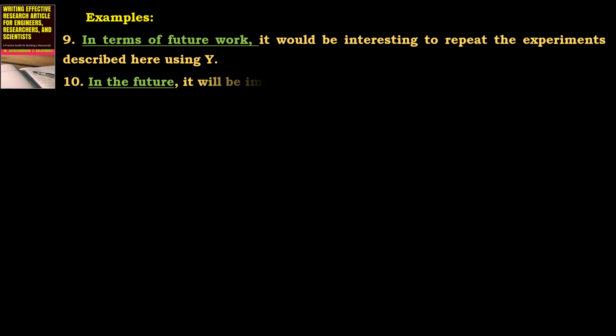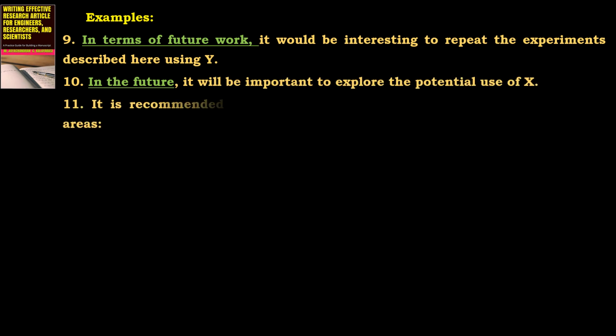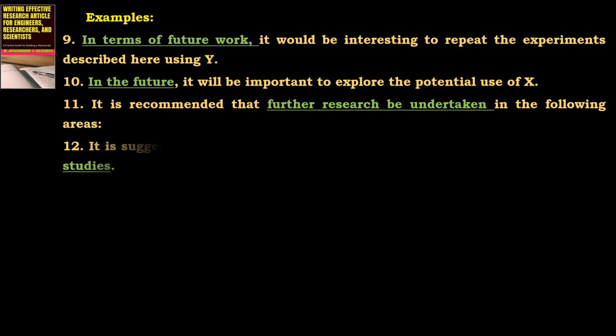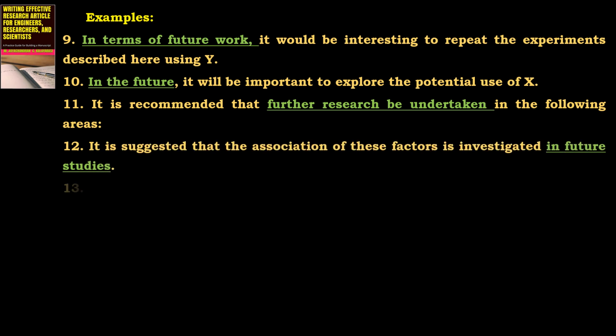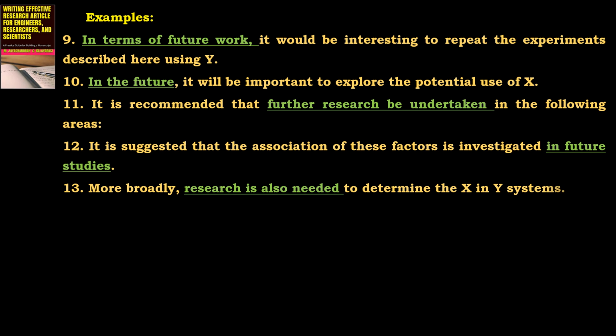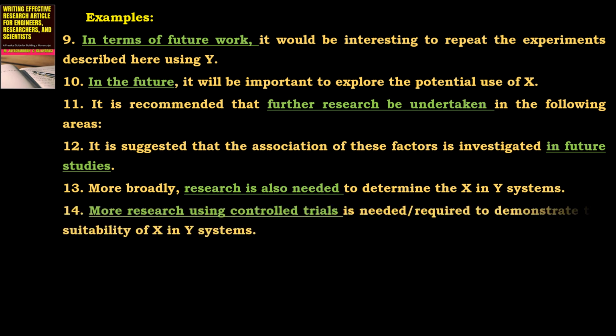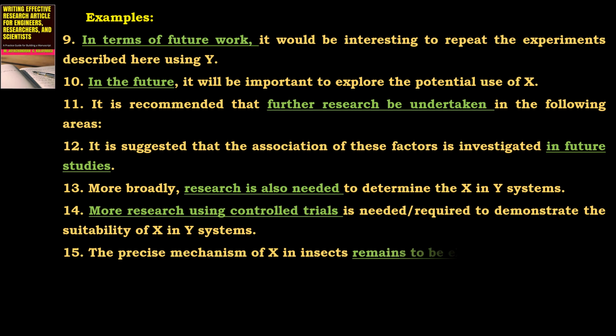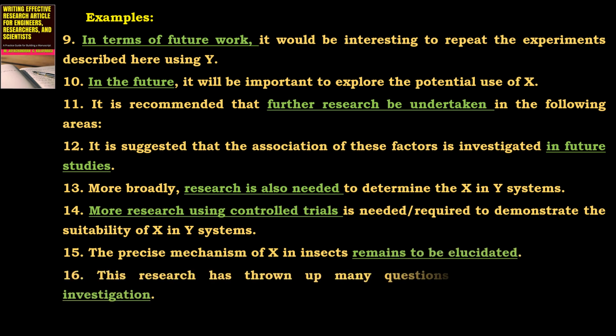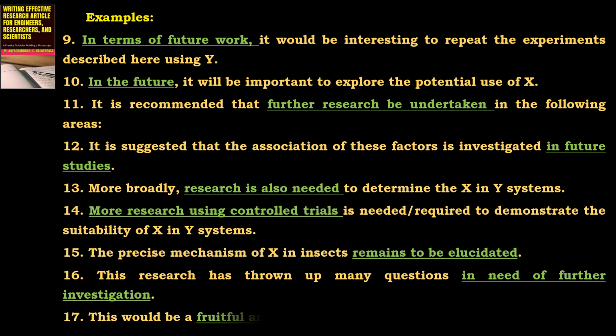10. In the future, it will be important to explore the potential use of X. 11. It is recommended that further research be undertaken in the following areas. 12. It is suggested that the association of these factors is investigated in future studies. 13. More broadly, research is also needed to determine the X in Y systems. 14. More research using controlled trials is needed, required to demonstrate the suitability of X in Y systems.